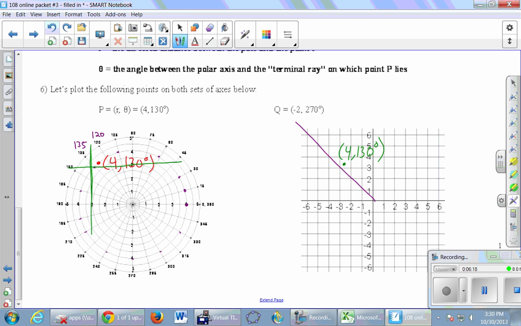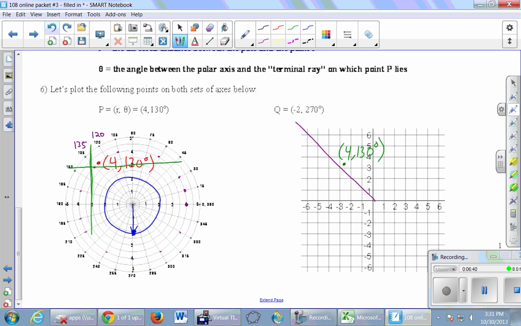Okay, how about negative 2, 270? Let's think of it just as a positive 2. Okay, so positive 2 is this circle, and 270 degrees would be this point straight down right here, right? 270 degrees we know is straight down. But this is a negative 2.